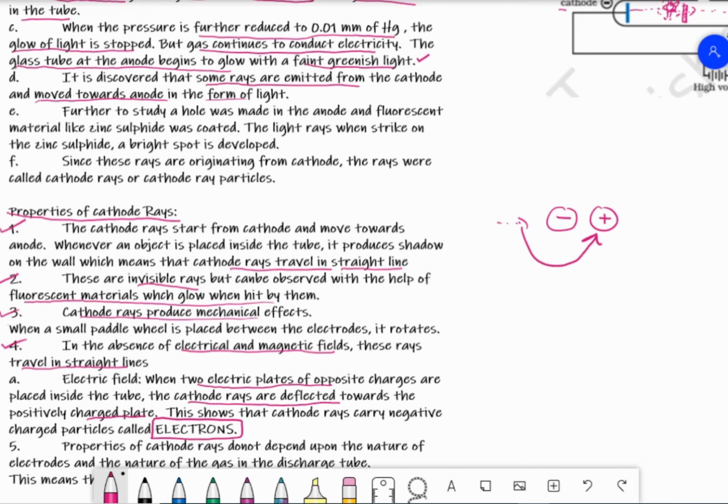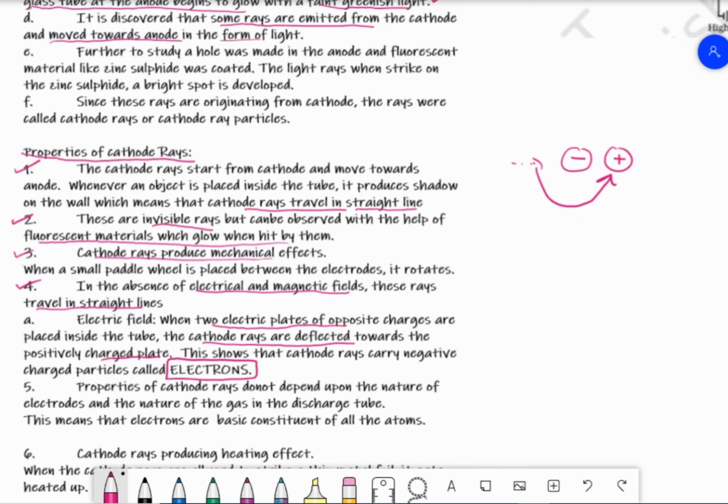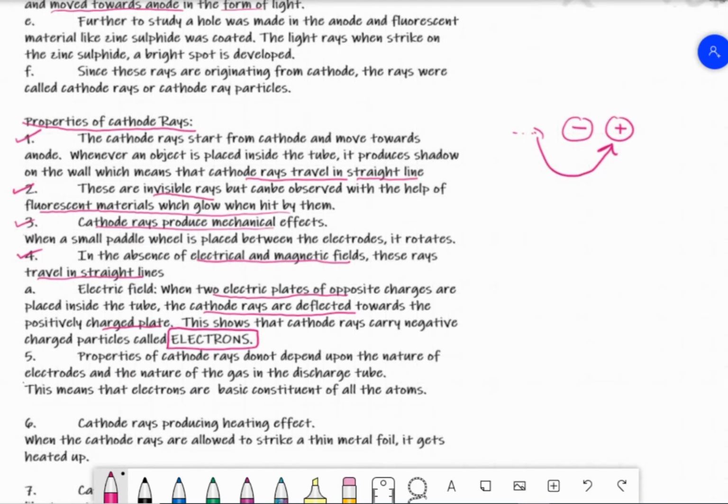Now, these properties of cathode rays do not depend on the nature of the electrode or the nature of the gas in the discharge tube. While conducting this experiment, we are using some kind of metal electrodes. If you change the metal electrode to another metal, the properties of the cathode rays remain the same. Even if we change the gas, the properties will not change. Which means that the properties of cathode rays are not affected by the nature of the electrode or the nature of the gas in the discharge tube. This means that electrons are the basic constituent of all atoms.